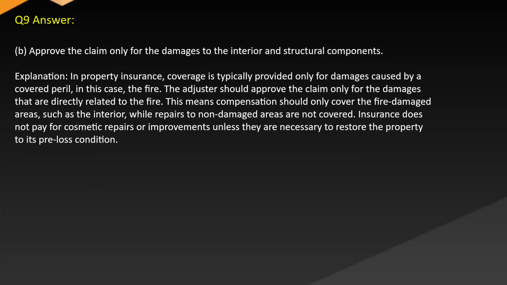Answer: B. Approve the claim only for the damages to the interior and structural components. Explanation: in property insurance, coverage is typically provided only for damages caused by a covered peril, in this case, a fire. The adjuster should approve the claim only for the damages that are directly related to the fire.